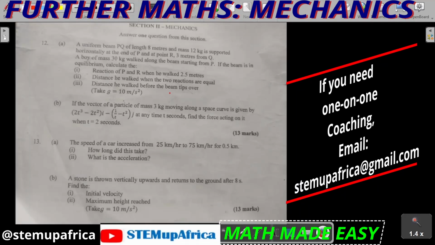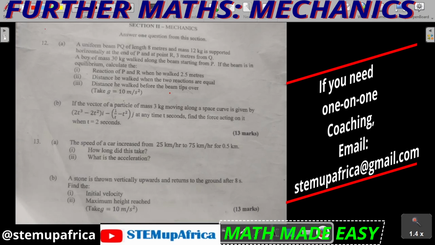Today we are looking at a question in NECO GCSE, and it happens to be moment of equilibrium and under mechanics. So we are going to answer each of these questions in our various videos, but today we answer question 12A.